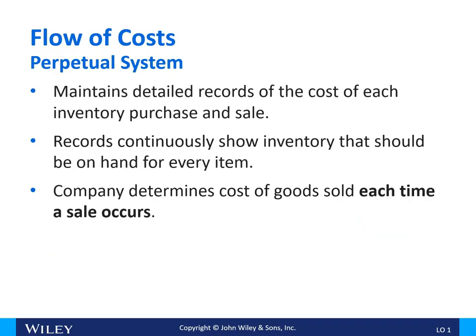Perpetual system. There are two types of inventory systems you can have, a perpetual system or a periodic system. Most of what we do is based on the perpetual system. A perpetual system maintains detailed records of the cost of each inventory purchase and sale. The records continuously show the inventory that should be on hand for every item. The company determines cost of goods sold each time a sale occurs.